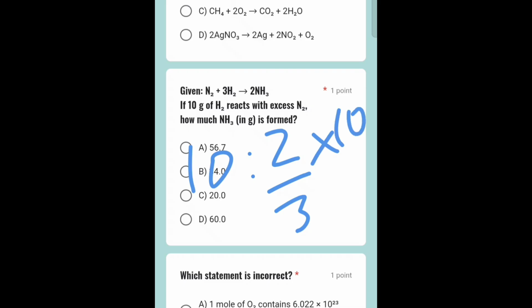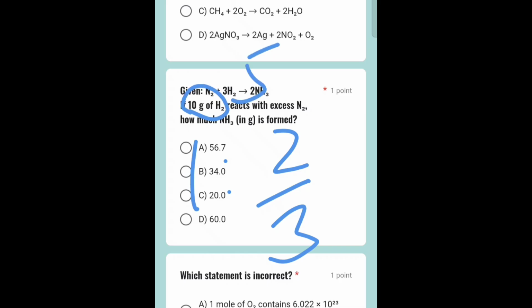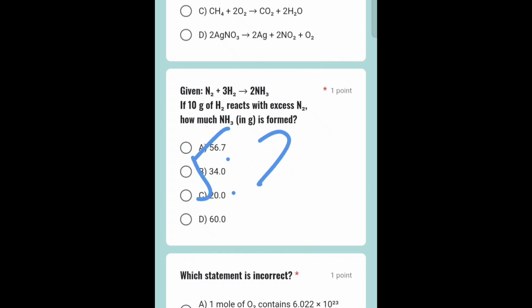Okay, so this comes out to be 10 gram. We have to find moles. If we have 1 mole, we will get 2 by 3. Here we have 10 gram, that is 5 moles of H2. So if we have 5 moles of H2, we will get 2 by 3 multiply 5 moles of NH3. So 2 multiply 3 by 5, this will be written as 10 by 3.